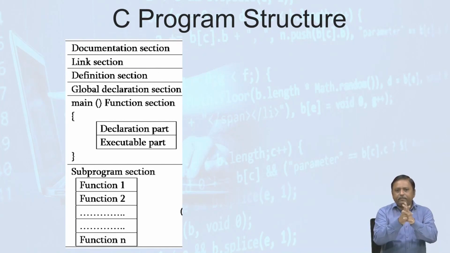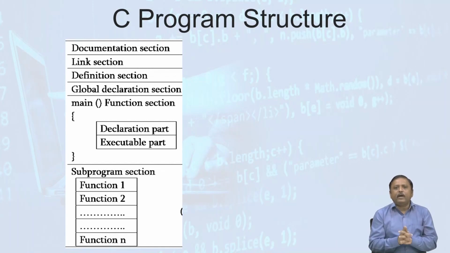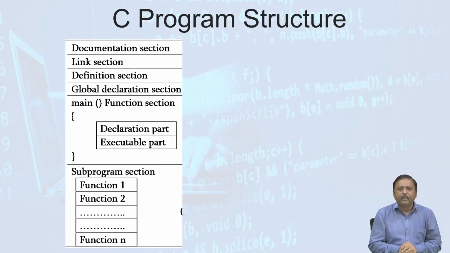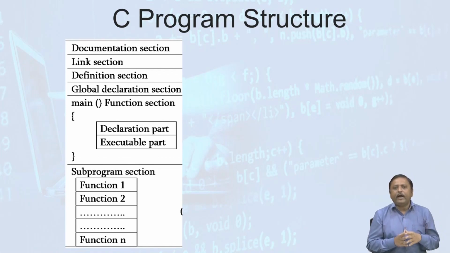The fifth part is main function section. Now remember that every C program must have a main function. As its name suggests, main function is the function from where program execution starts. So it is compulsory to write main function in your program, and inside main function you write down the actual code.